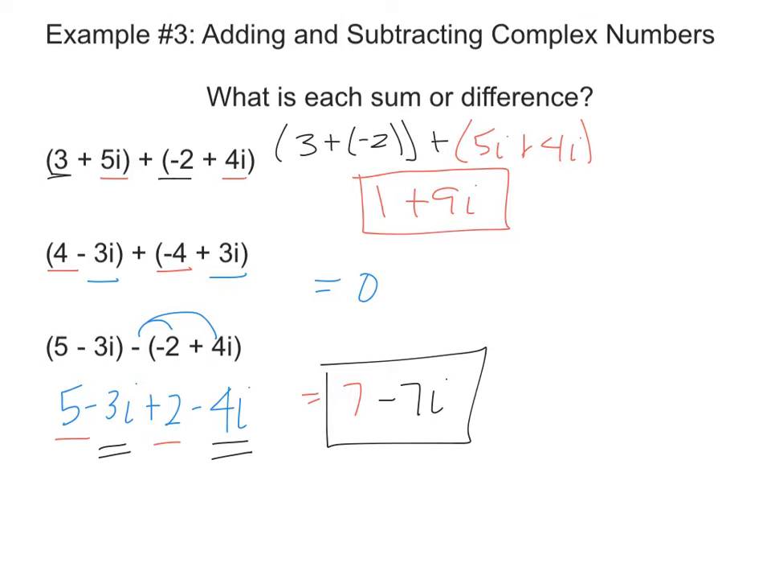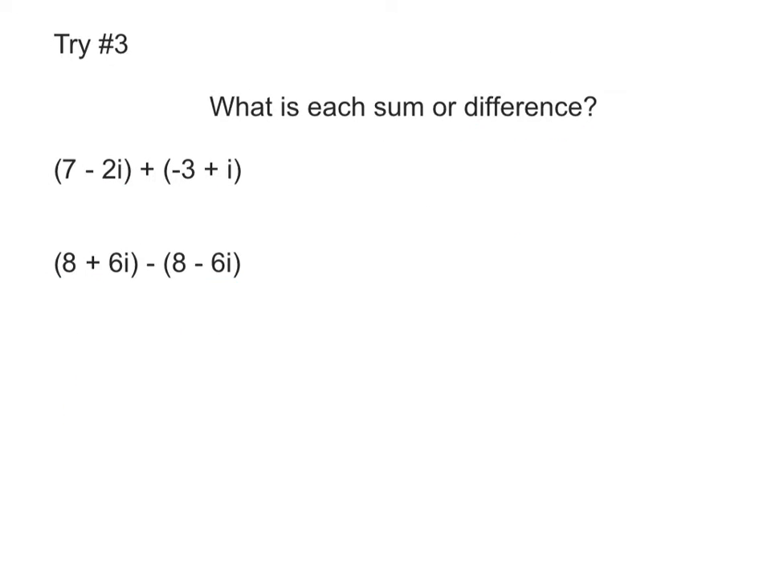Okay, let's continue to practice this with try 3. So again, in try 3, we're just combining like terms. So our real numbers are 7 and -3, so that'll give us 4. And our imaginary numbers are -2i and +i, so that would give us -i. So 4 minus i is our answer there.